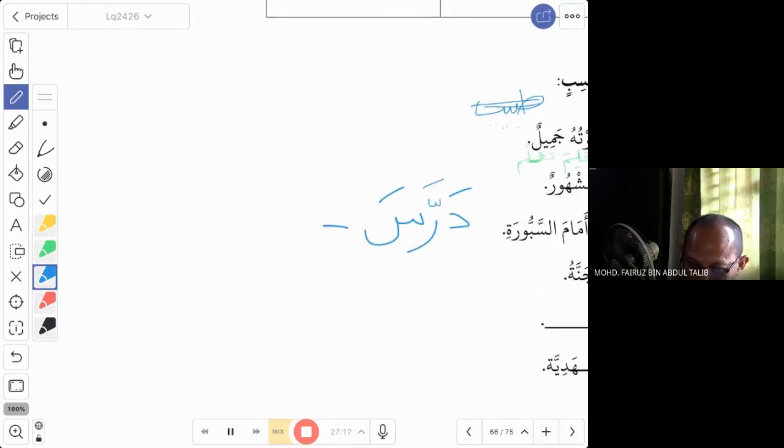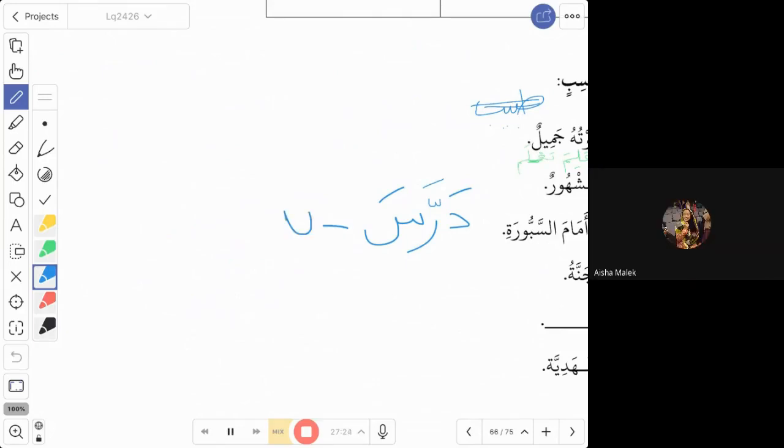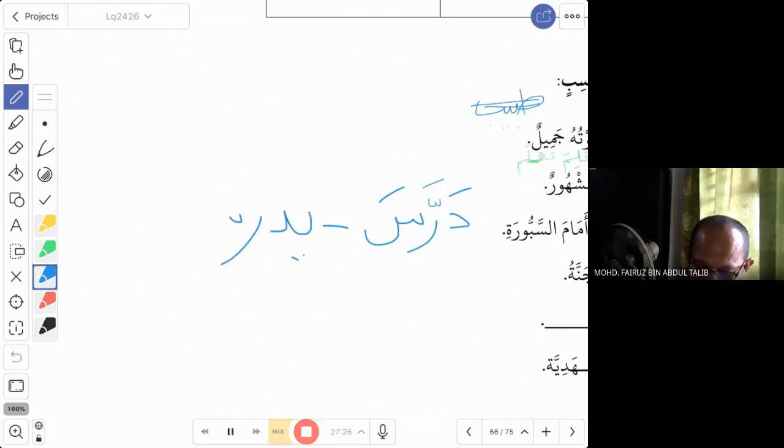And what is the mudari? Now this is not a 3-letter fi'il anymore. This is a 4-letter fi'il. Dal, ra, sin. What is yudarisu? Yes. Yudarisu is to teach in the mudari form.